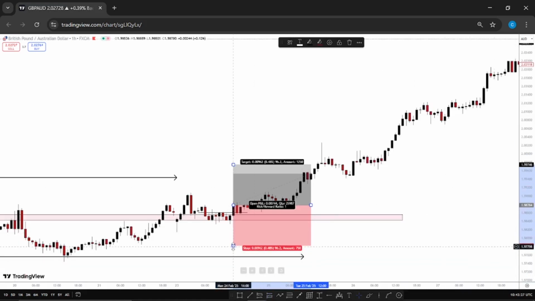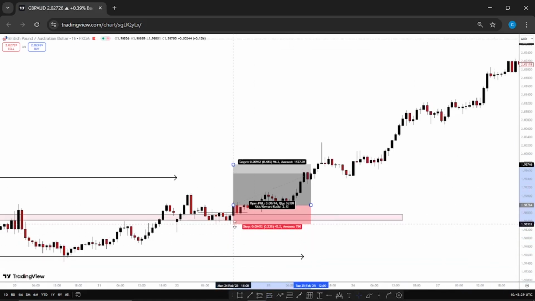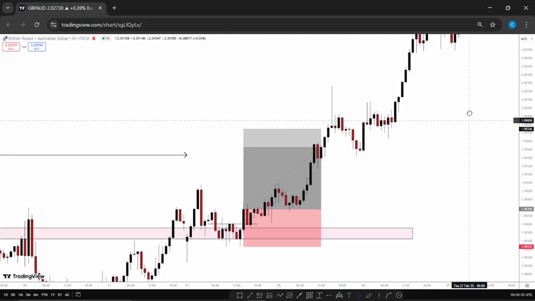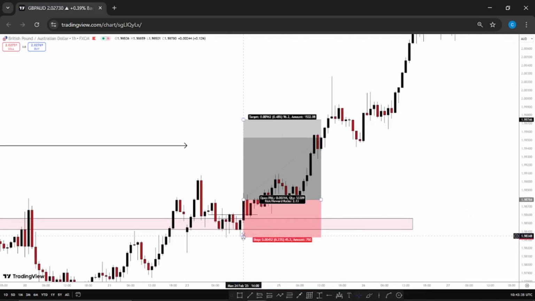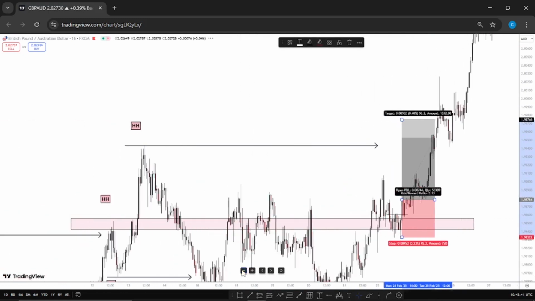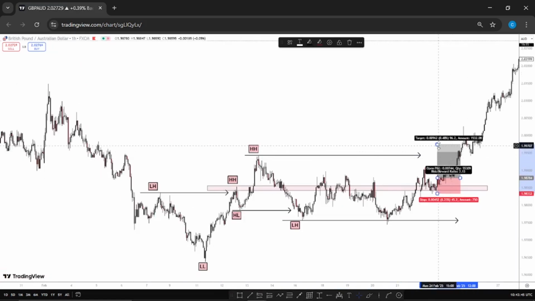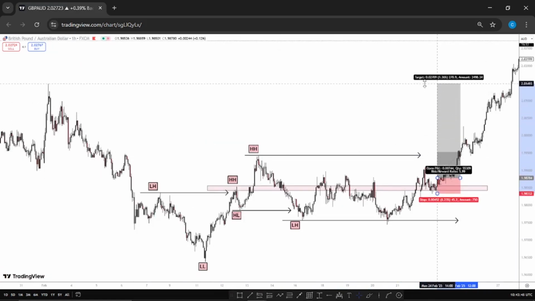Place our stop loss right below this candlestick. Yeah, right below this level, right below the wick of this bullish candlestick. And I'll take profit. If I'm to zoom out, I'll take profit to this structure over here.